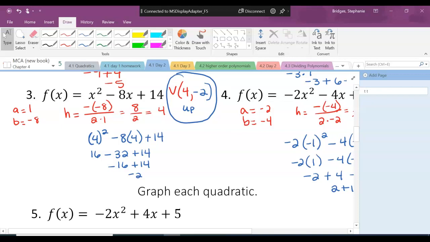Again, to graph, the only difference between what we did yesterday and what we're doing today is we have to actually do the work to find our vertex first. Then you plot your vertex, you pick 2 x values to the right, 2 x values to the left, work it out, get your matching y values, plot your points. You should be able to look at the function and determine if the graph is supposed to be up or down, so that when you graph it, you can double check your work.